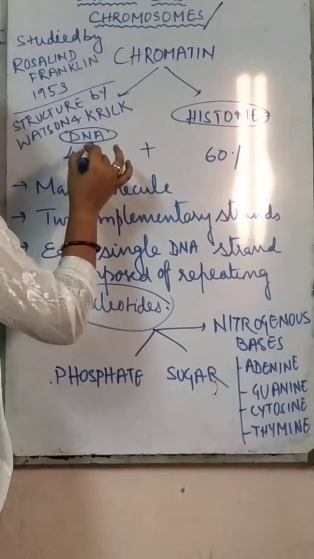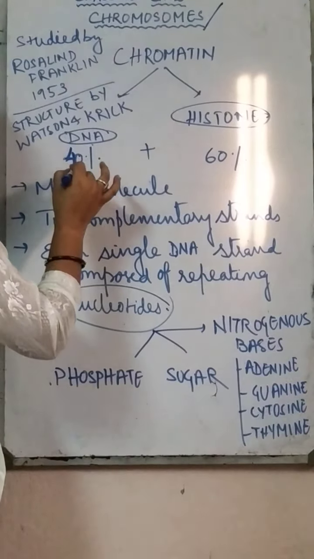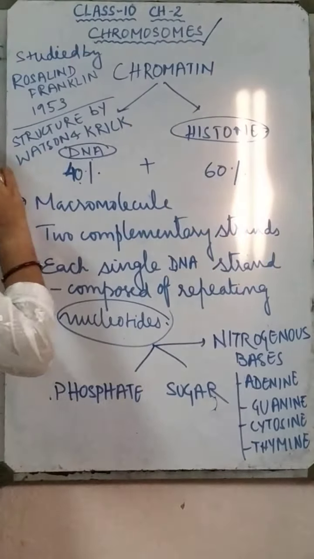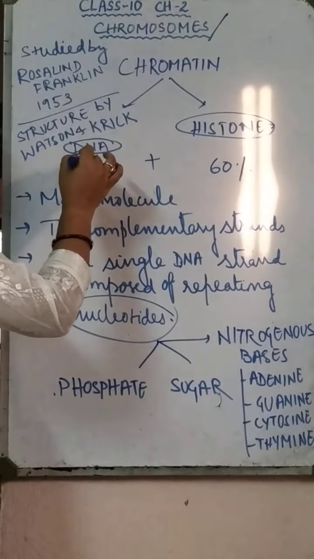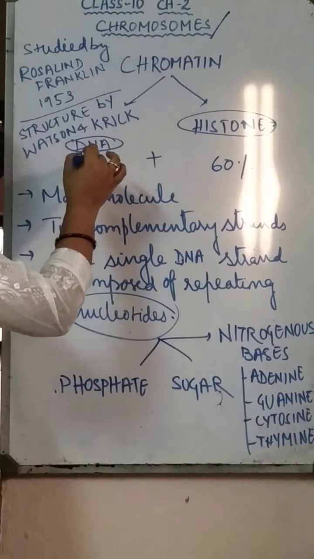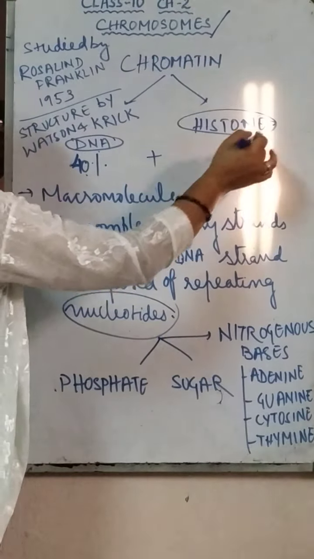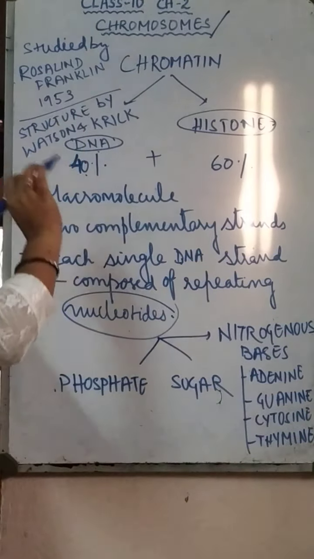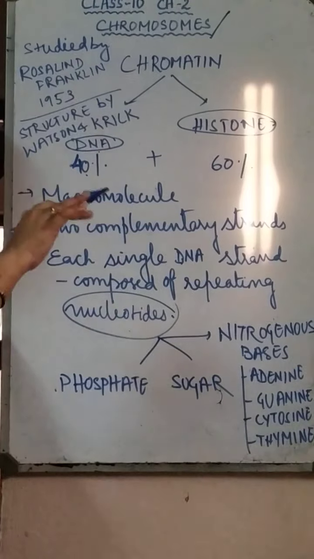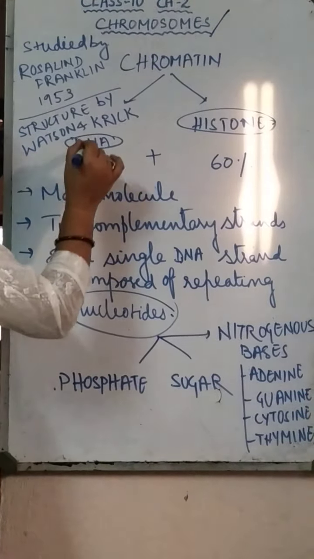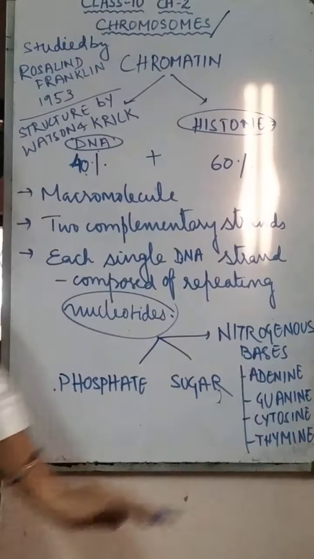So how much percent of DNA is present? 40%. And histone, a kind of protein, is present at 60%. For the packaging of DNA, a protein helps to form chromatin, that is the histone protein. So totally, the chromatin or chromosome network is made up of two things: 40% is DNA and 60% is histone.